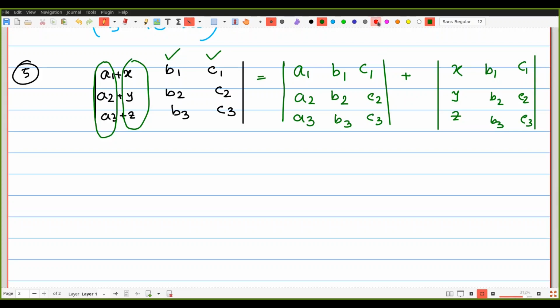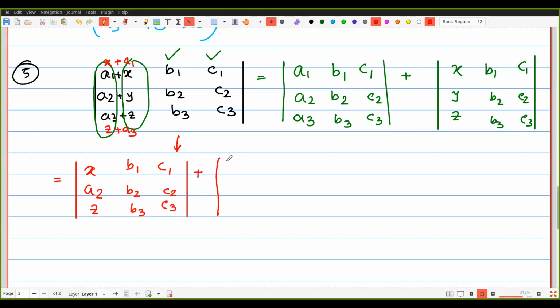Now suppose someone says, sir, a1 plus x, suppose I am writing that one as x plus a1. Yes, very good, no problem. And I am writing a3 plus z as z plus a3. So can we decompose? Yes, in the same way. Here the determinant would be like that: x, a2, z, then b1, b2, b3, c1, c2, c3. No problem. Plus a1, y, a2, b1, b2, b3, c1, c2, c3.